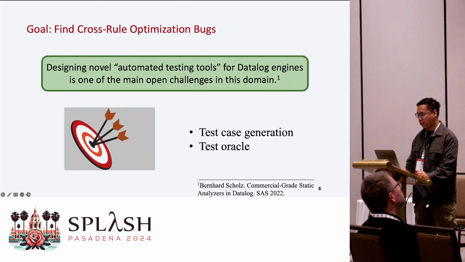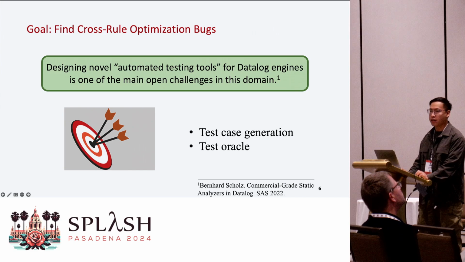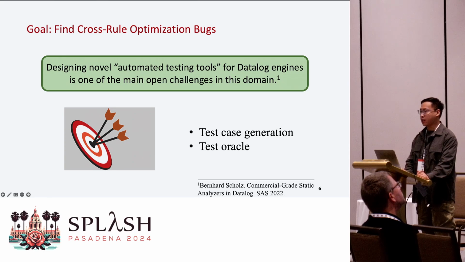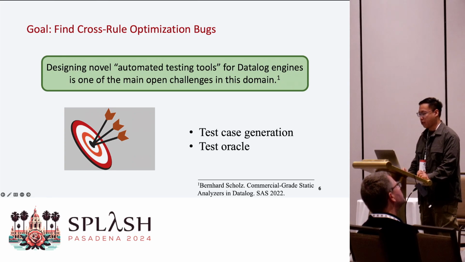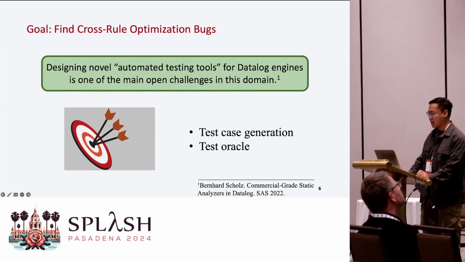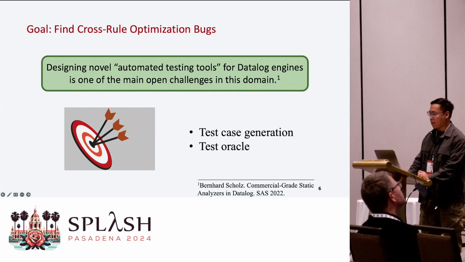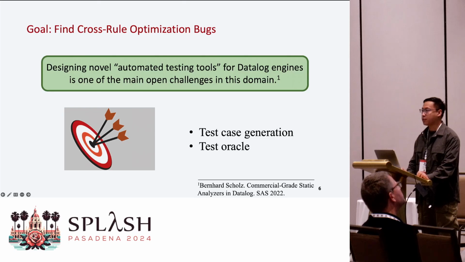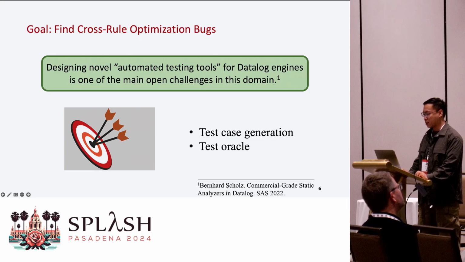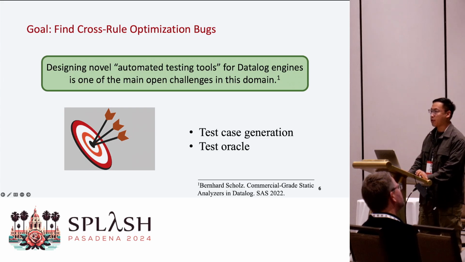Our goal is to find cross-rule optimization bugs in Datalog engines. Logic bugs can cause Datalog to silently produce incorrect results for a given program. And cross-rule optimization bugs are logic bugs that are caused by cross-rule optimizations. The main developer of Soufflé also emphasized in a recent keynote that designing novel automated testing tools for Datalog engines is one of the main open challenges in this domain. Test case generation and test oracle are 2 key challenges in fuzzing, both of which we aim to address.